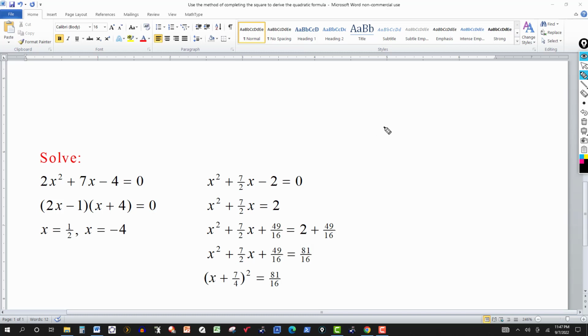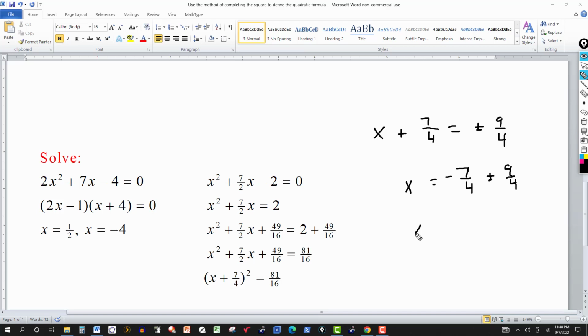Take the square root of both sides. The left side is a square, so when you take the square root, it just gives you x plus 7 over 4. That's going to equal plus or minus the square root of 81 over 16. Square root of 81 is 9. Square root of 16 is 4. So I get then, adding a negative 7/4 to both sides to isolate the x, x is equal to negative 7 over 4 plus or minus 9 over 4.